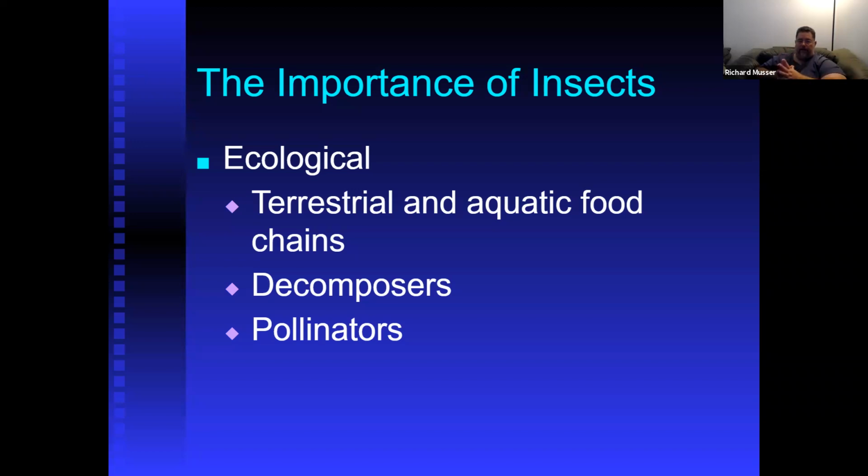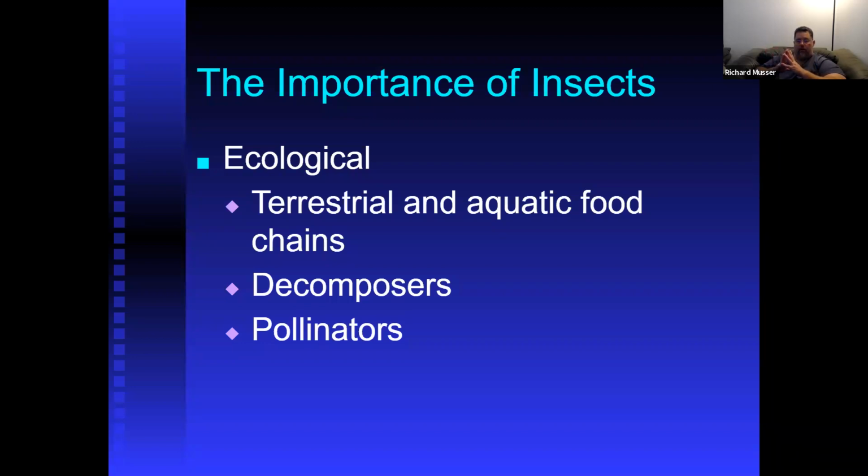But if all the insects disappeared, the planet really would have a hard time functioning. For instance, a lot of insects are pollinators. And pollination is critical for flower development and for plants to form. They make up important parts of the terrestrial food chains or food webs.